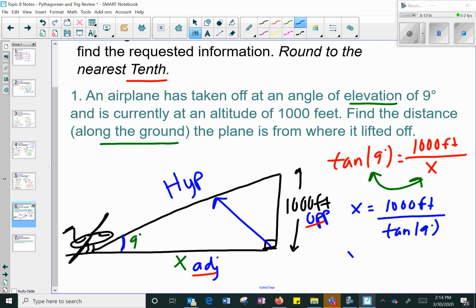the tangent of 9 degrees. When you put that in your calculator, notice it said we're rounding to the nearest tenth. So 1,000 divided by the tangent of 9, make sure you close your parentheses if you need to, would be 6,313.75. So if we're rounding to the nearest tenth, that 0.75 is going to become 0.8. So 6,313.8 feet along the ground is how far that plane has actually traveled.